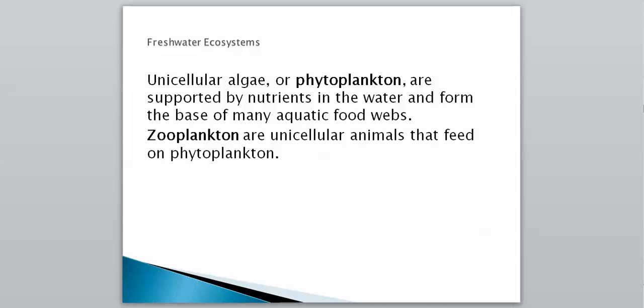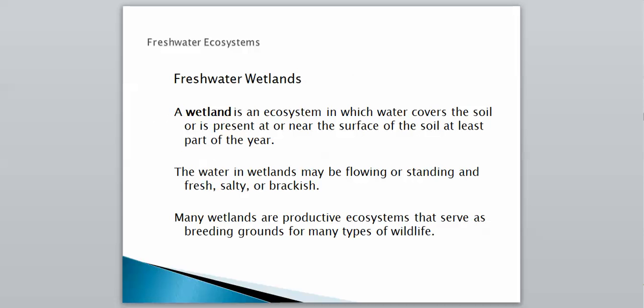So phytoplankton are unicellular algae, which, you remember, are very similar to plants, and they're phyto because they are photosynthesizing. And then we have zooplankton, which are unicellular animals that feed on phytoplankton. So zooplankton are small animals that feed on the small unicellular algae. So that's the difference. Plankton is more of a general term, whereas zooplankton refers to the fact that they're animals. Phytoplankton refers to the fact that they are algae.